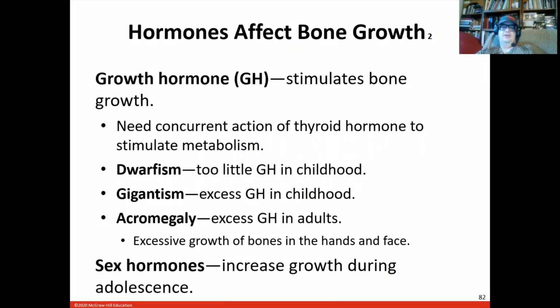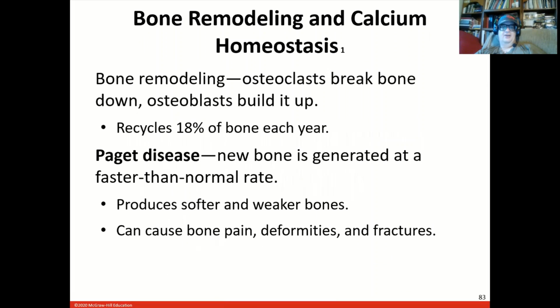Acromegaly would be having too much growth hormone as an adult. That's going to cause excessive growth of bones in the hands and face. Why not the legs? Because you already closed the growth plates. Sex hormones are going to increase the activity of bone formation in adolescence.